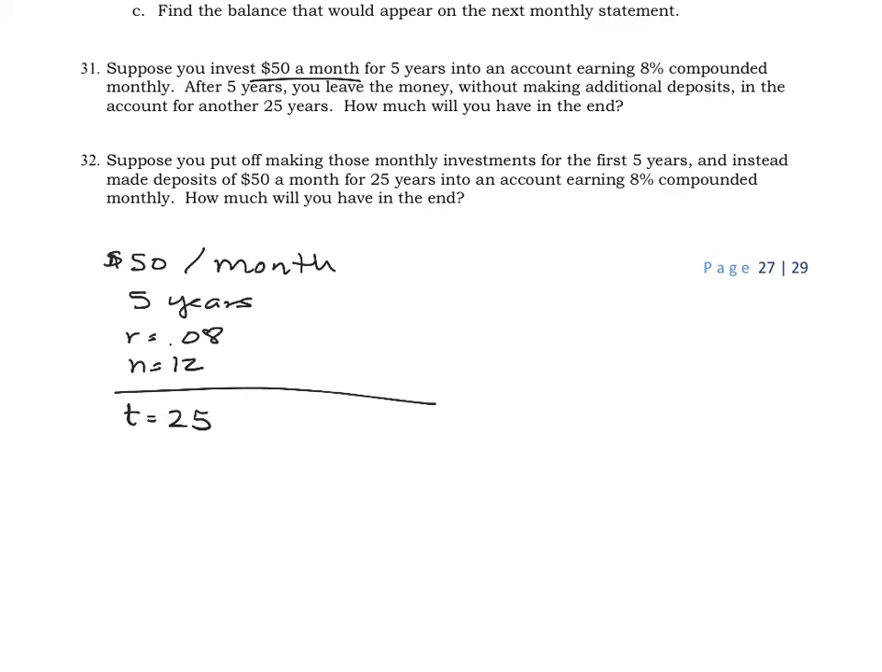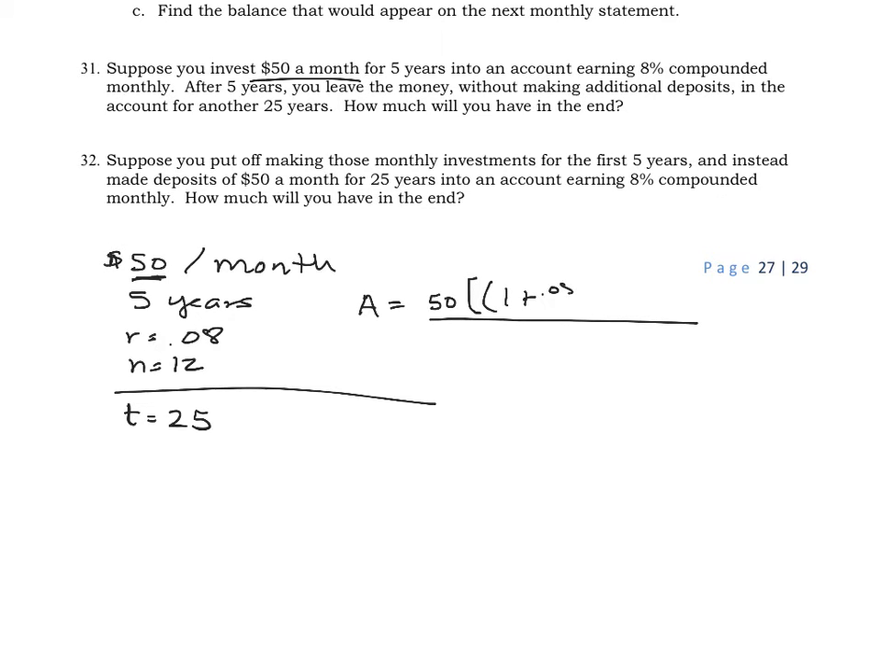Okay, so it sounds like we've got a two-step situation here. So our first 5 years, it appears that we have this account treated as an annuity. How do I know? You deposited $50 each month. So we need to find our final amount, our future value after 5 years. So I'm depositing $50 a month.